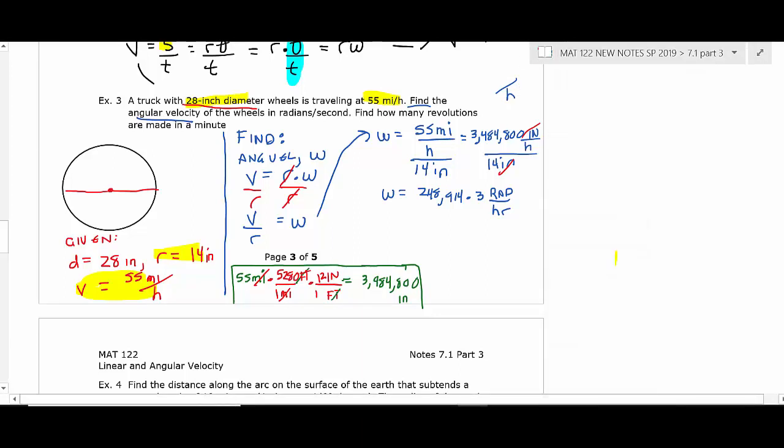Now we want this to be in radians per second, so we need to do one more unit conversion. I've got 248,914.3 radians per hour, and I need to multiply that to get radians per second. I want to change hours to seconds. There's two ways to do this. You know that in 1 hour, there's 60 minutes. I need to put minutes.